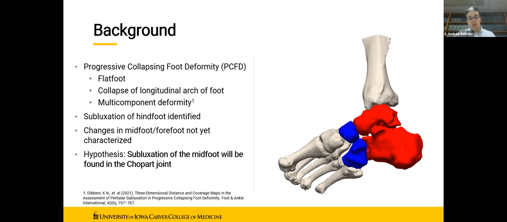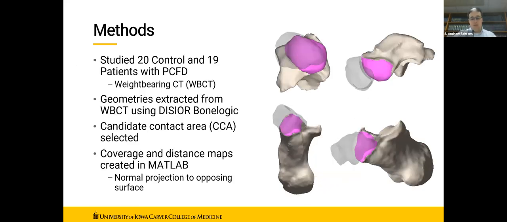To test our hypothesis, we evaluated 19 patients with PCFD and 20 control patients. These patients were selected for having weight-bearing CT imagery available, and no prior surgeries or deformities. Weight-bearing CT loads joints in the functional standing position where subluxation may occur. Geometries were extracted from weight-bearing CT data using DZU or Bone Logic 2.0, an automated segmentation and analysis service.